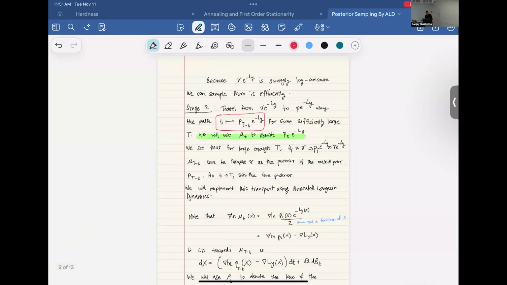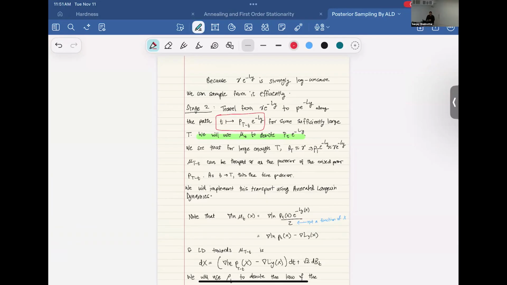But how do you implement the stage 2 path? Because I have the annealed scores only for P, not P tilted with e to the negative Ly. Is Ly known? Yes, exactly. I think you're asking about not annealing P, but the annealed version of just P. I know the annealed version of P tilted, right?